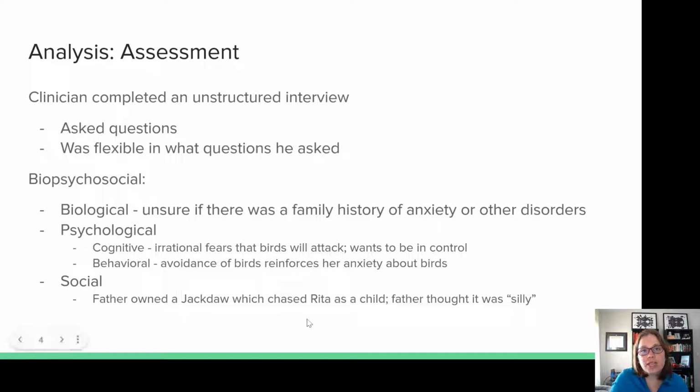You can think about social things like traumas, how they were raised, whether or not socioeconomic status might be involved, all of those things. Biological might be harder, but you can always think about family history. I'm not sure if there are any medical conditions going on for Rita, for example. So even if you don't have complete information, you can still do this analysis.